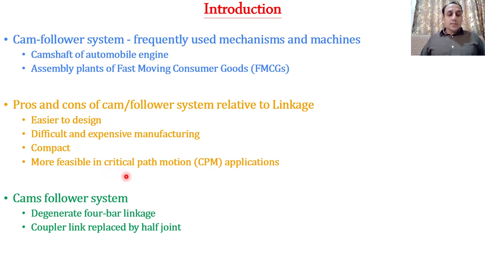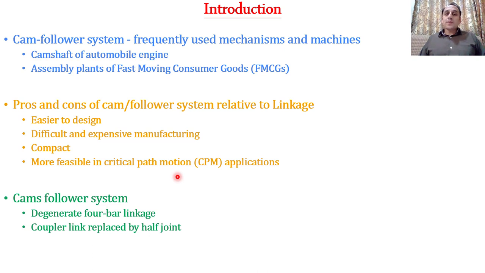There is a term which is known as the critical path motion. So those applications in which the path of motion is critical, we will see this critical path motion in the next slides. What is this critical path motion? And there's another term which is critical extreme positions. So we will see what are those motion constraints.